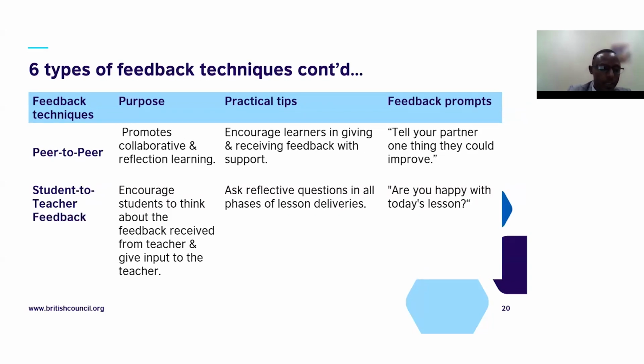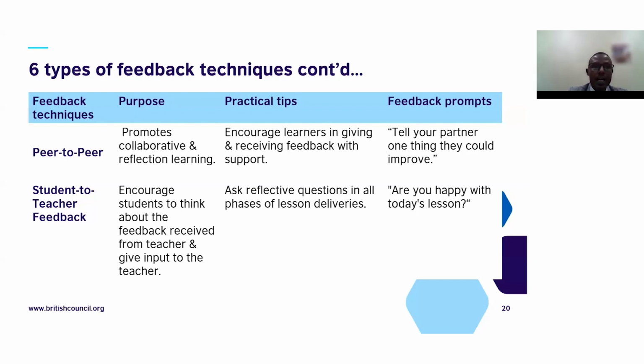And the last two feedback techniques, the first is peer-to-peer feedback, which is mainly used to promote a collaborative and reflective learning environment. Whenever we encourage peer-to-peer feedback, when we give different pair work or group work activities, we need to encourage, train, and guide them on how students can give and receive feedback from other students. If you are not giving a success criteria, a criteria for how they can give feedback, students may not be willing to give feedback to a partner.